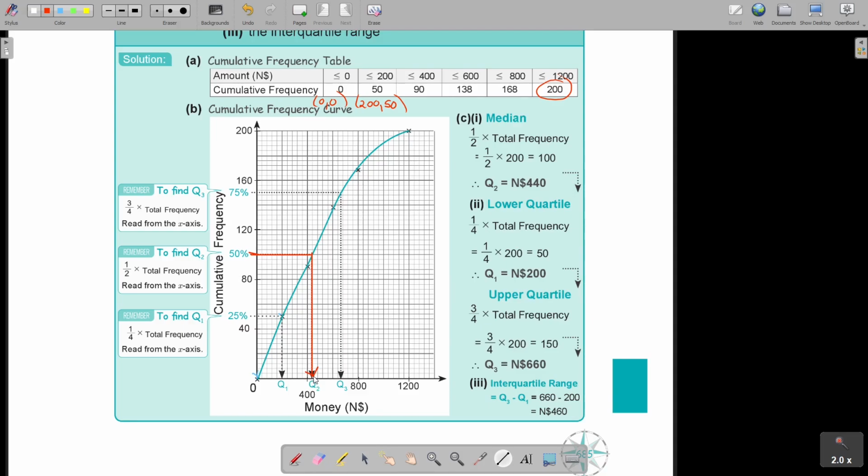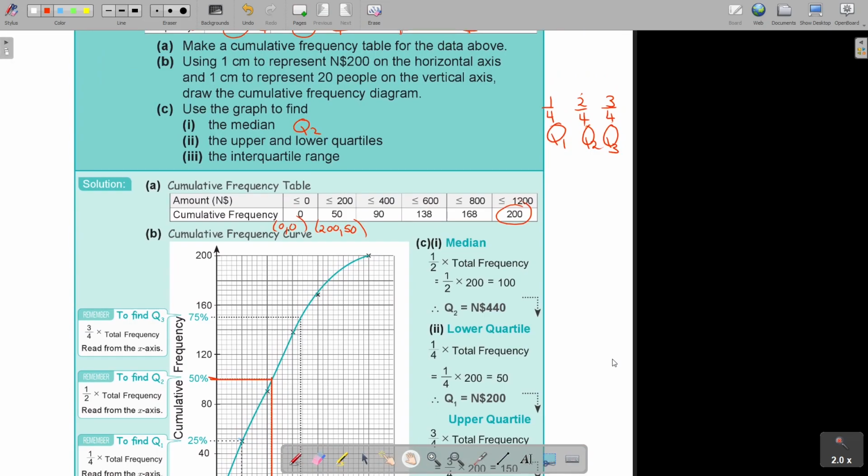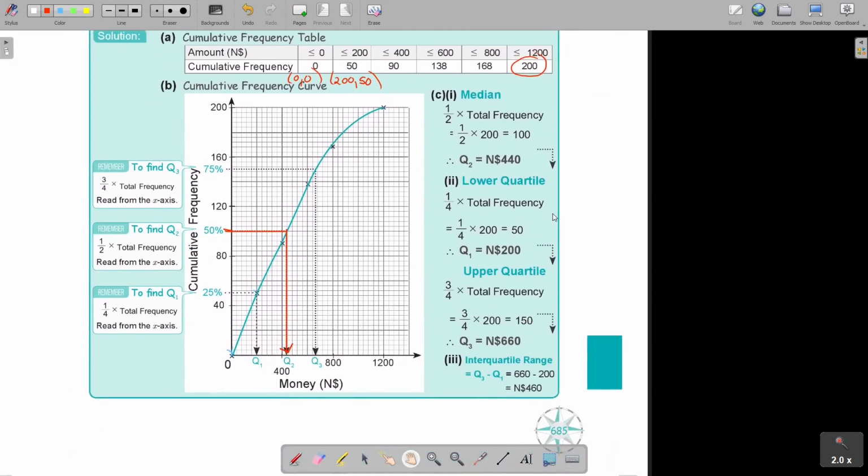That is just the place to start with your line. Then the lower quartile, as I said, it's a quarter. So a quarter of the total, it's going to be 50. And again, that is just the line. And so you're going to find 50. There is 50. And again, my pen. And it's going to be like that.